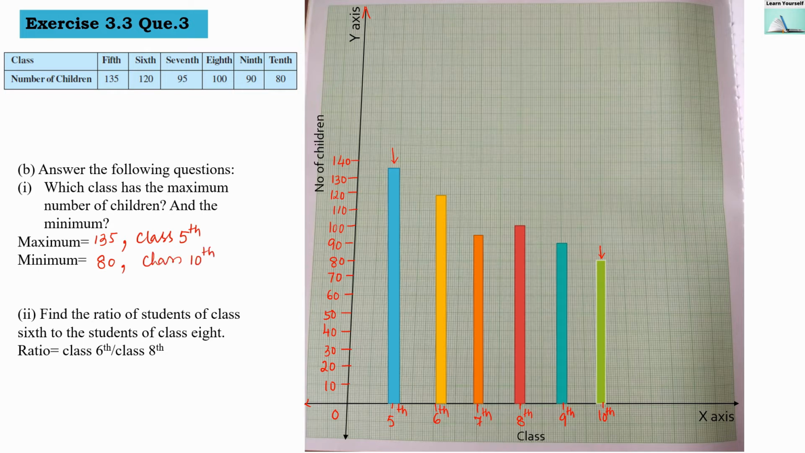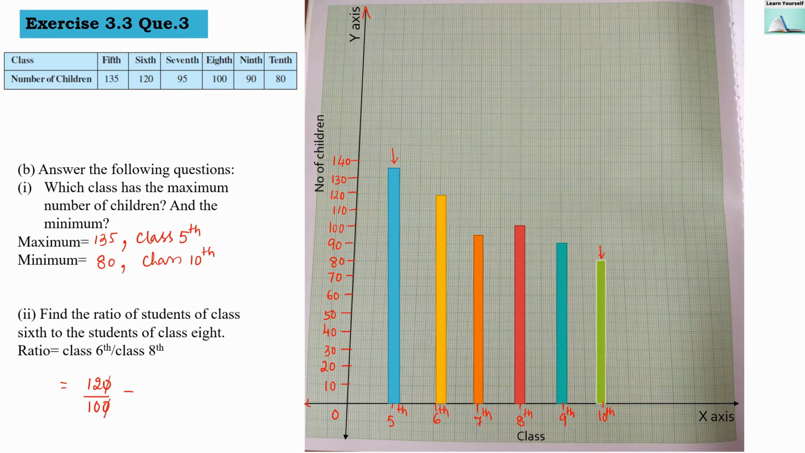Question number 2. Find the ratio of students of class 6 to the students of class 8. Now class 6 students are 120, whereas class 8 students are 100. So we are going to take a ratio, that is we are dividing 120 by 100. So now we have to divide them.